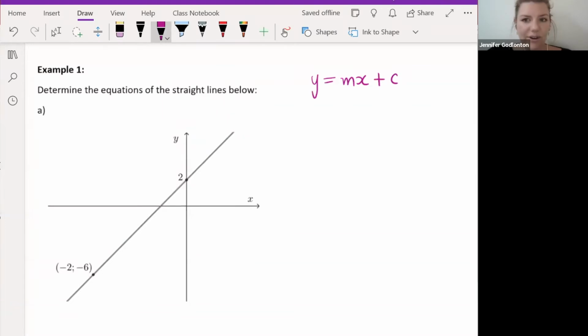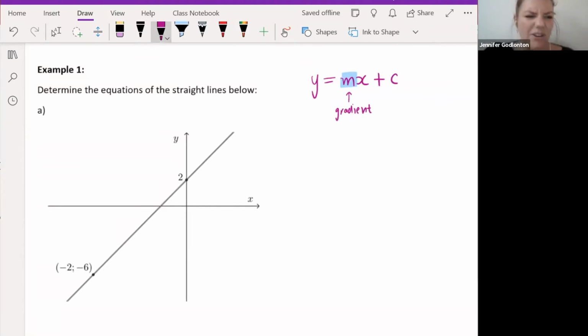So we need to figure out that equation. All right, we're going to start by finding our gradient. That m stands for gradient.